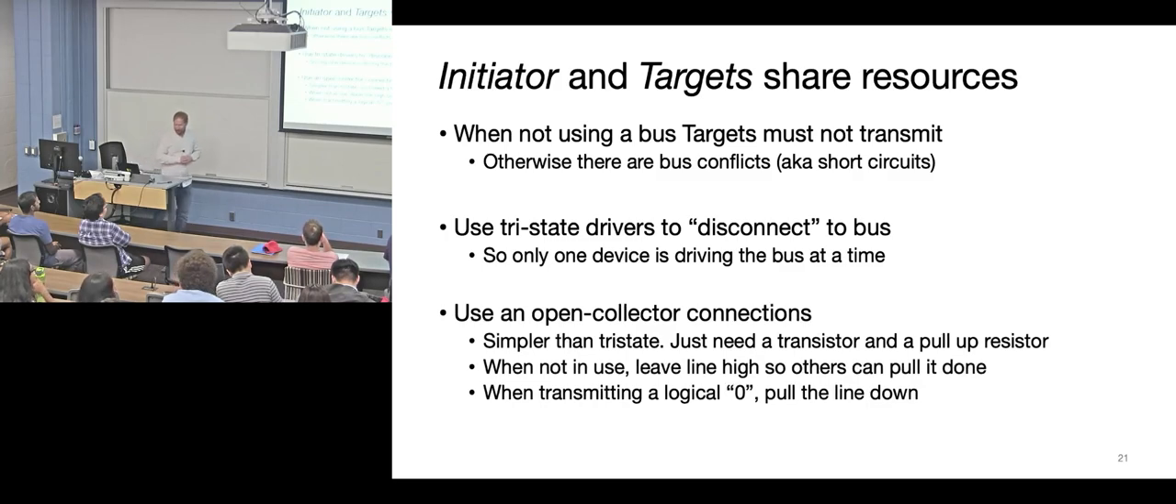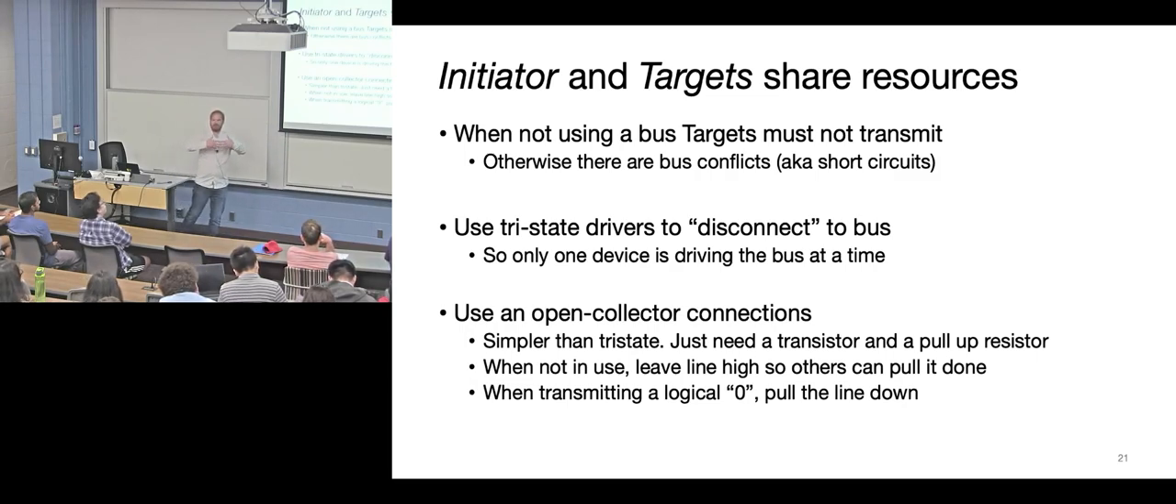Sure. So the targets must only transmit when they're assigned to do so. If you have a whole bunch of things on a bus and everybody starts talking at once, you'll get bus contention, which means some device is trying to drive an IO line, one of the address lines, high, another is trying to drive it low, and now you have a short circuit. You're trying to dump all that current to ground, and you blow out your device. So you have to make sure that you only talk when you're supposed to.